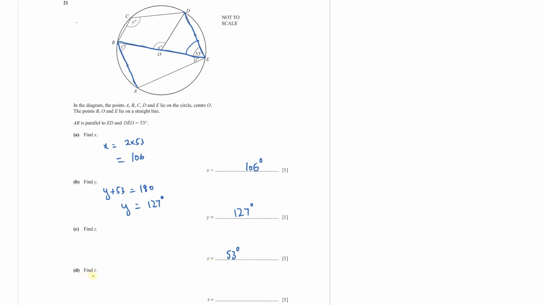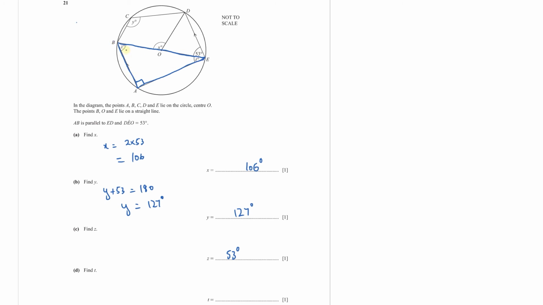Part D is find the angle T. So let's erase this. So angle T is this one. And if I look at this angle BAE, this angle is subtended by this diameter. So using the property that the angle subtended by the diameter, also called angle in the semicircle, this angle is 90 degrees because it's subtended in the semicircle or by this diameter BOE.